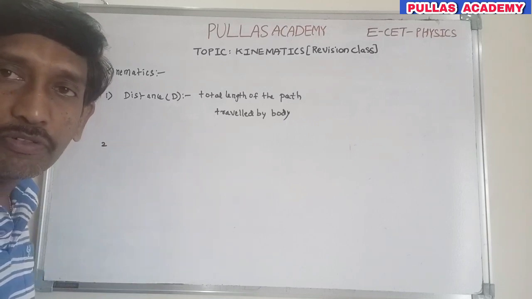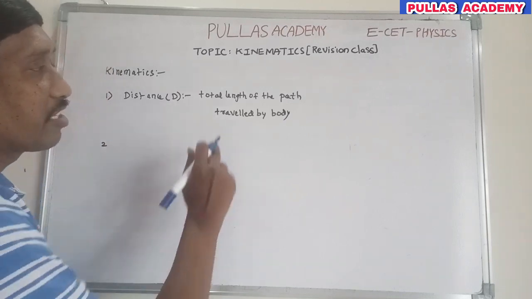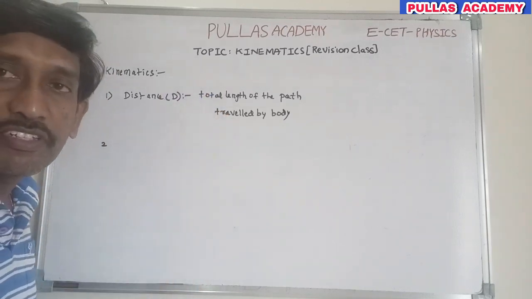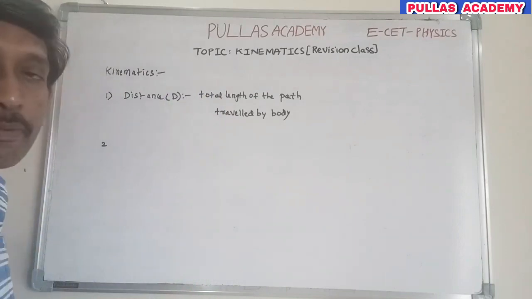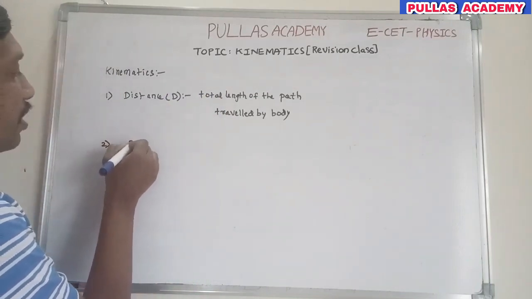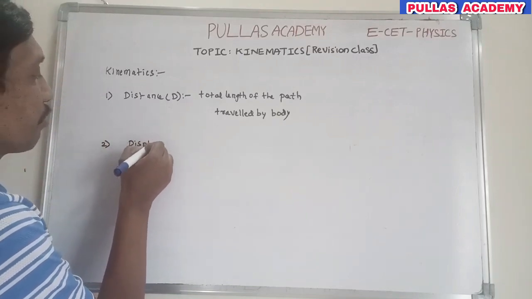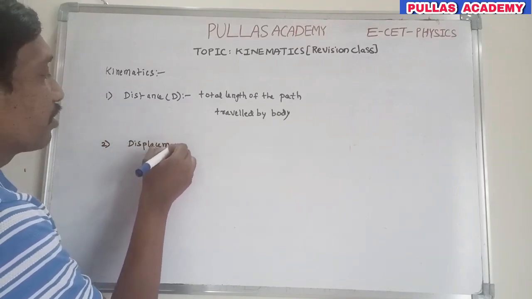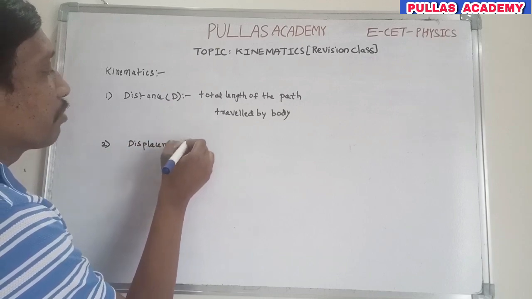It has only magnitude, there is no direction. It is nothing but length. That's why its unit is meter. Its dimension formula is L. Okay, next one is displacement. The next parameter is what? Displacement. Displacement is nothing but S bar.